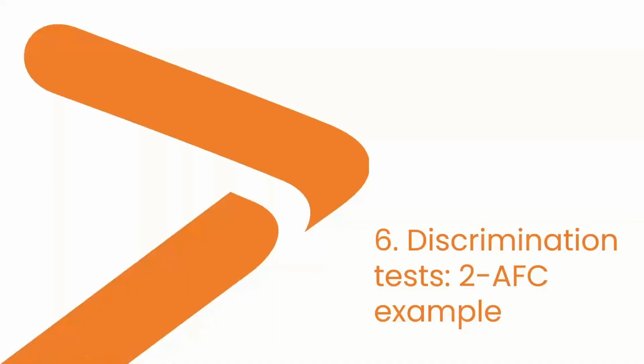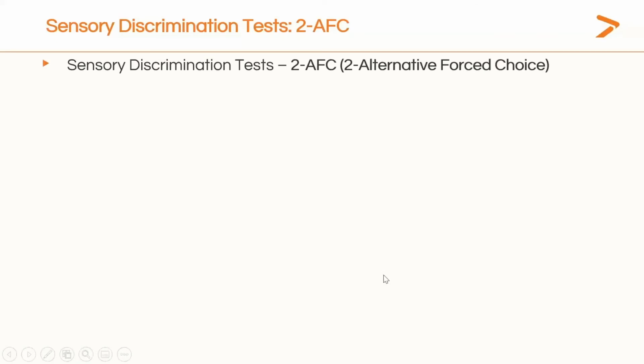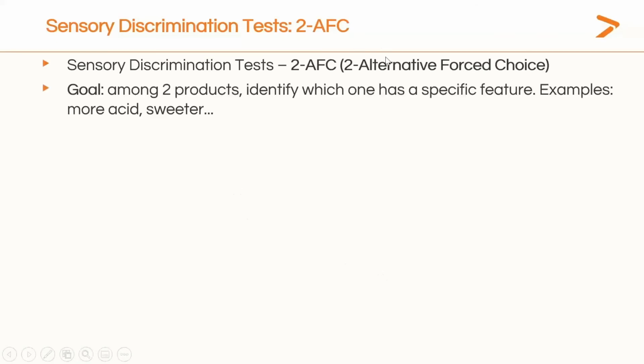Okay, so now that we've investigated the triangle test, let us check another discrimination test, which is 2AFC, or two alternative forced choice. So the goal is, among two products, identify which one has a specific feature. For instance, which one is more acid, which one is sweeter, and stuff like that.